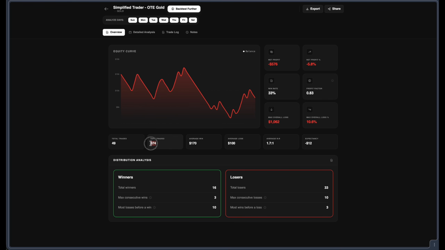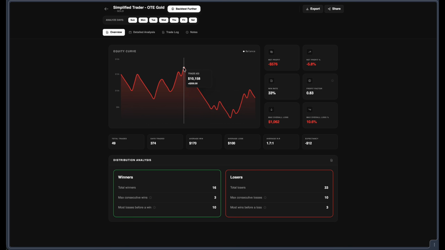You can see here that 374 days were traded. So, wow, 49 total trades, a total net profit of minus $576. And this is actually inaccurate. Unfortunately, I started testing in 2026 right here. But because there weren't enough trades, I had to go back in time. So when I started adding these trades here, the equity curve actually started to build backwards.